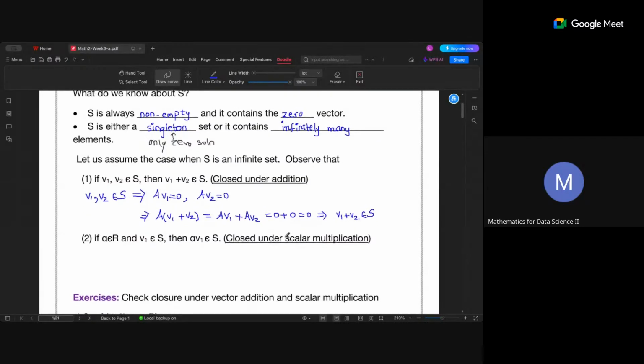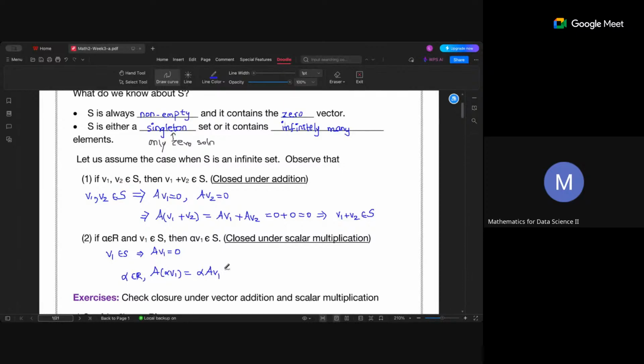In the same way, it is closed under scalar multiplication. What does that mean? If you take any scalar alpha in R and a vector V1 from S, then alpha times V1 also belongs to S. So if V1 belongs to S, we know that AV1 is 0. Now what about A times alpha V1? This is nothing but alpha times AV1, right? Here alpha is a real number.